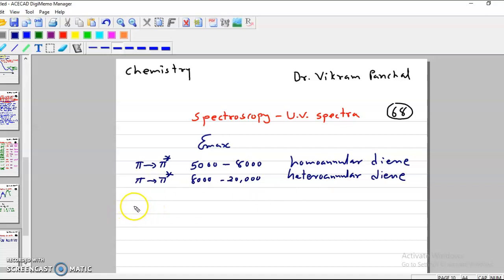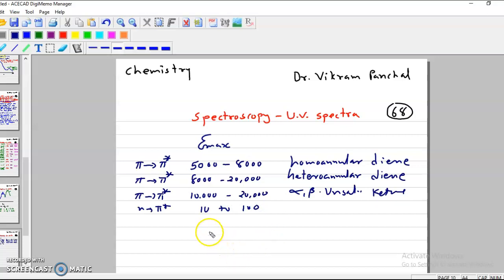In case of alpha beta unsaturated ketone, pi to pi star transition can be 10,000 to 20,000, and for n to pi star for the same, it can be 10 to 100. So this way we can identify certain groups in this case. So that's it about this lecture. Thank you so much.